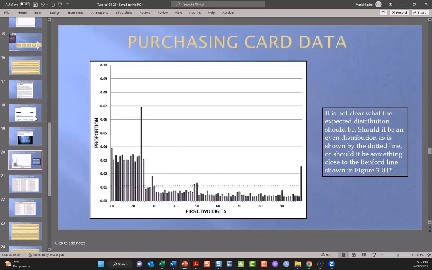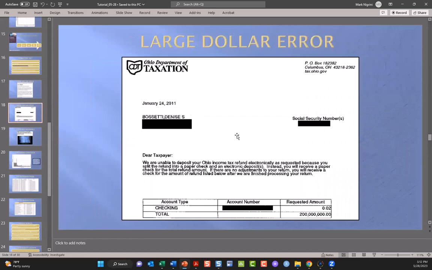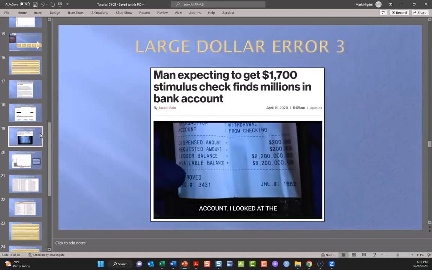Here's another very big error. Denise lived in Ohio. Denise was expecting some kind of refund for 2 cents, but instead she got a refund for $200 million. Denise lives in Ohio and Denise gets $200 million. Where does Denise live on Tuesday? Not in Ohio. She gives woofie to the neighbors and she's out of here. Thank you. Here's another one.